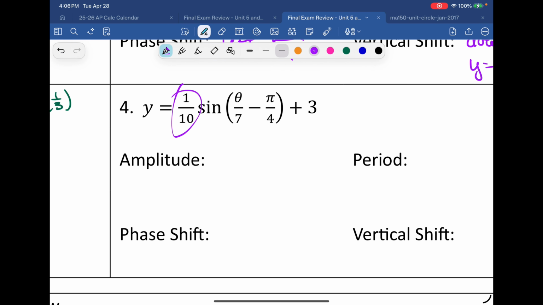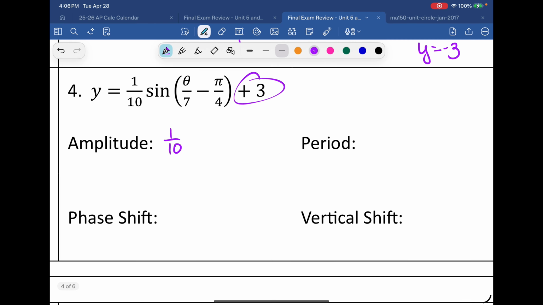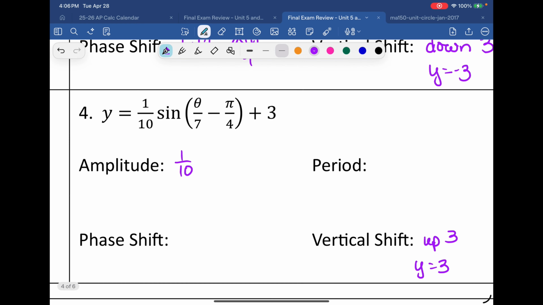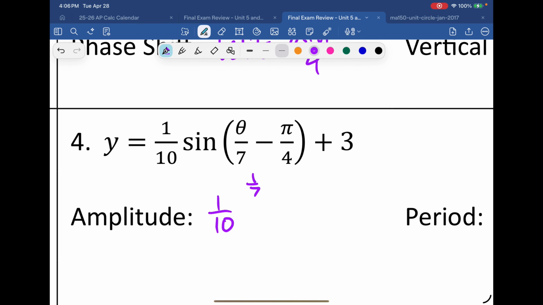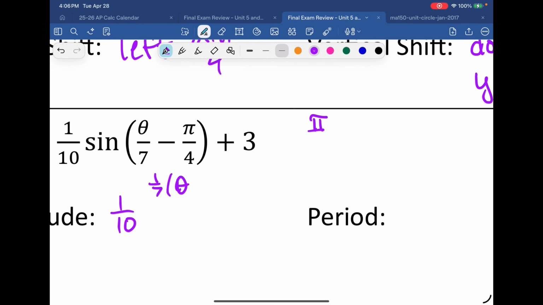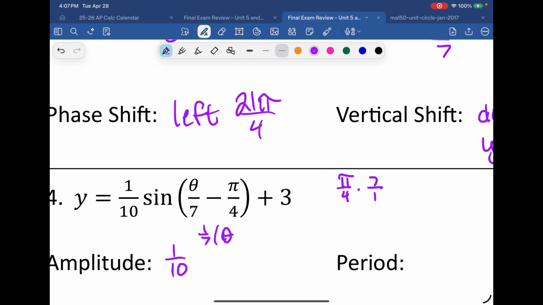Amplitude, 1/10. Vertical shift, up 3. So your midline is y equals 3. Period, I'm going to factor out a 1/7. So that means I'm taking pi over 4, and I'm going to multiply by the reciprocal. Okay, I'm kind of skipping some steps here. It's the same step that I did on this one. All right, I'm dividing everything through by 1/7. So that means I multiply by the reciprocal, which is 7. And that's going to give me 7 pi over 4.